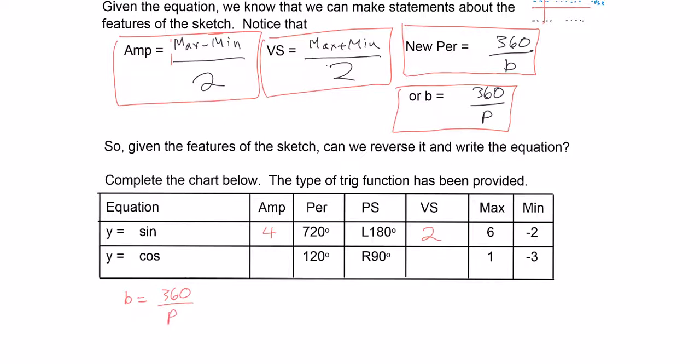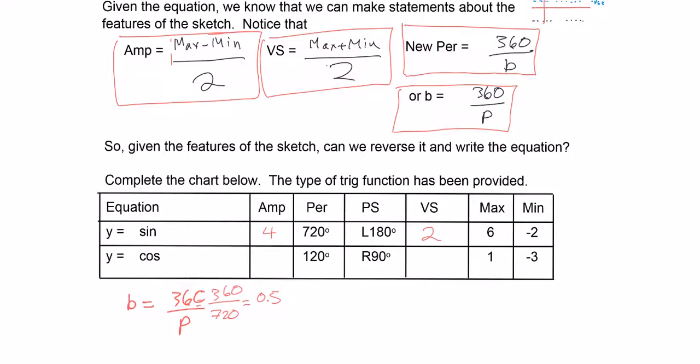Because remember, we said that earlier. That's what we were talking about right here. So 360 divided by P is equal to 360 divided by 720, which, when we simplify, is 0.5. So basically that's what our B value is.